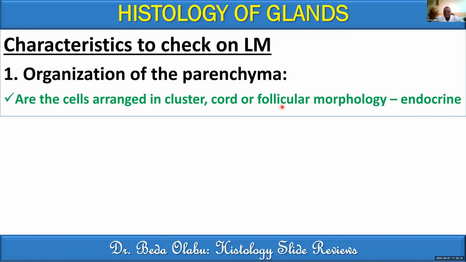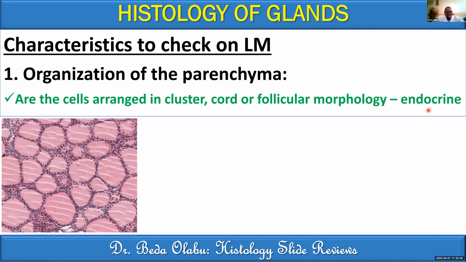Or it could be follicular morphology, where you have a ring of cells in the periphery, could be simple or stratified. And then at the center, you have some material. That is a follicle or follicular morphology. If the parenchyma of a gland take any of those three morphological patterns, that gland is an endocrine gland as opposed to an exocrine gland.